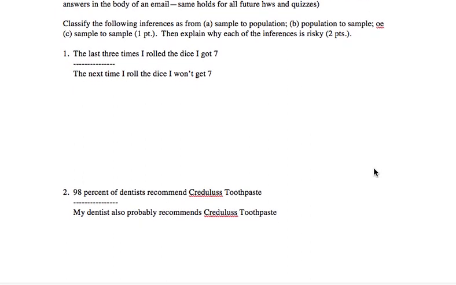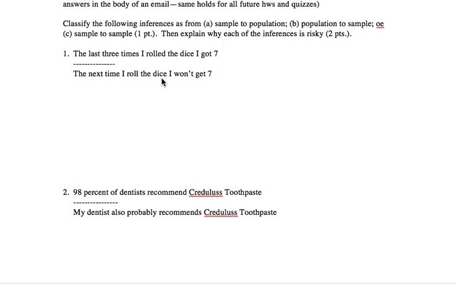Okay, so for the first one, you've got two things: the initial premise and the conclusion. The last three times I rolled the dice, I got 7. It's presumed that you're just rolling two dice. And then the next one I roll, I won't get 7. So this is sample to sample.